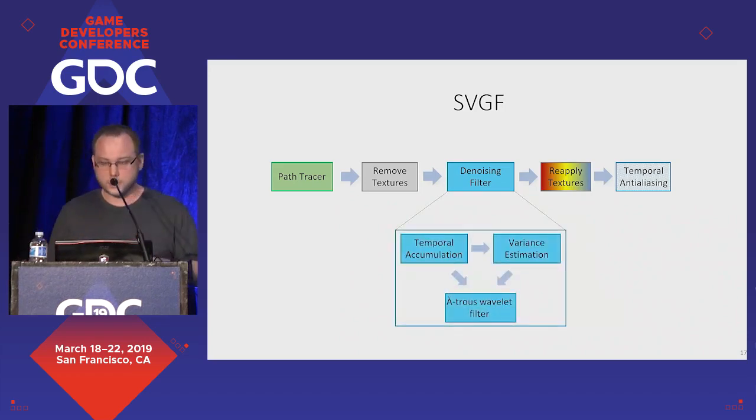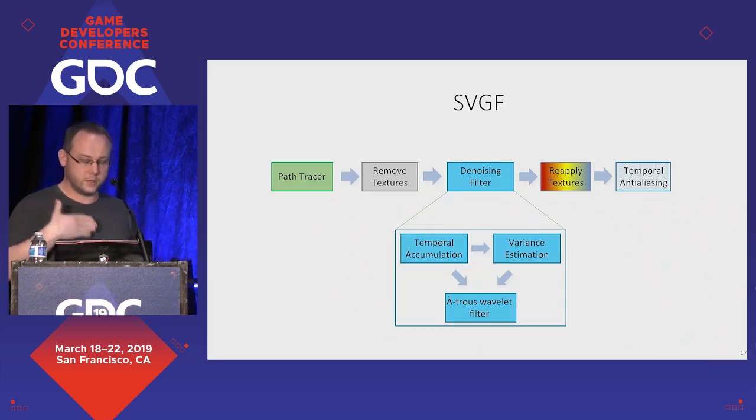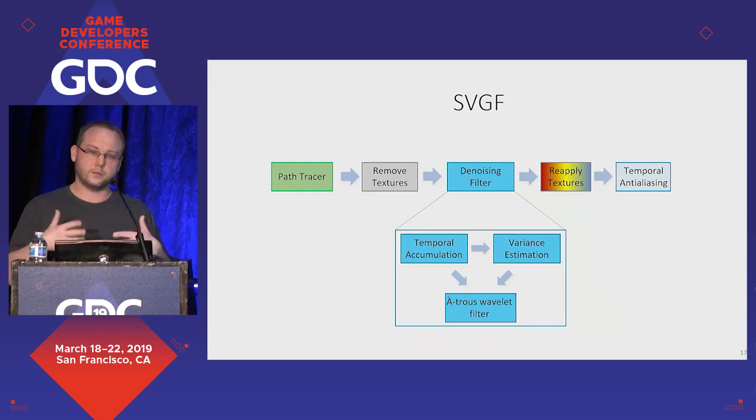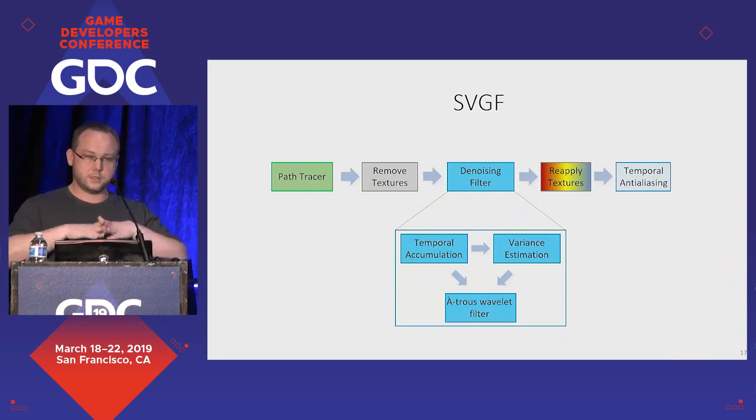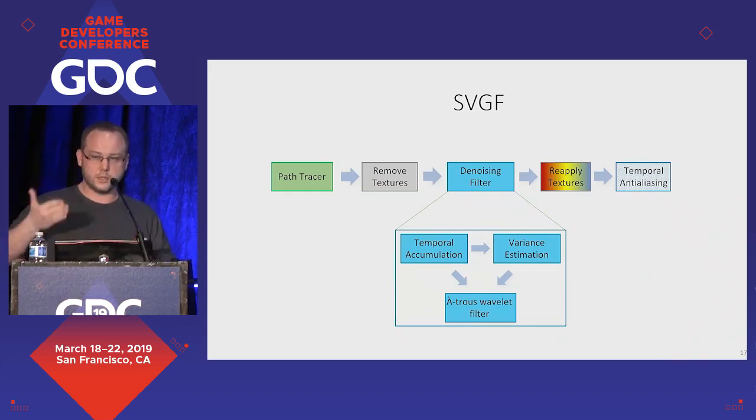The filter itself consists of three parts. First of all, we have this temporal accumulation. This is a filter that increases the effective sample count by collecting data over time, but it also keeps track of the level of noise to actually steer the other parts. Then we have the variance estimation. It analyzes the image, how noisy it is, how strong the filter should be, and it also has a fallback if there's no temporal information yet. And lastly, we have the true wavelet filter, which then actually performs the spatial filtering.